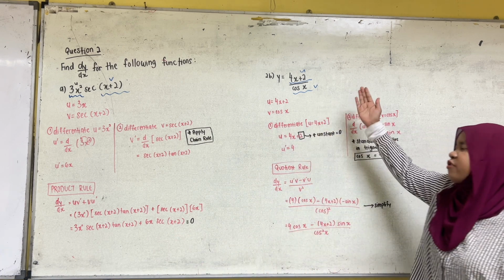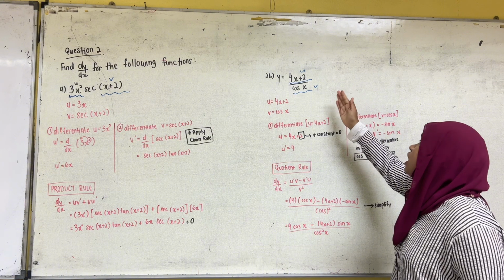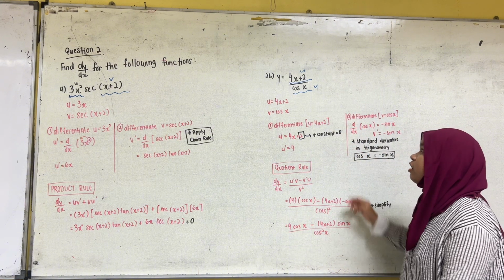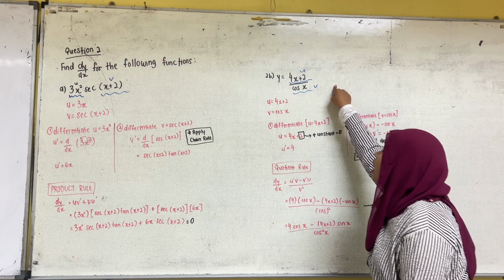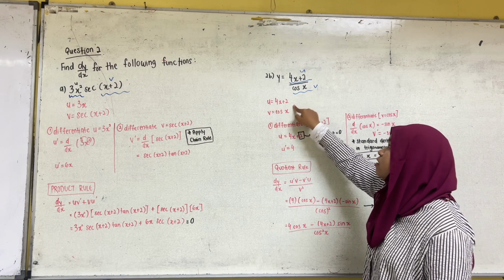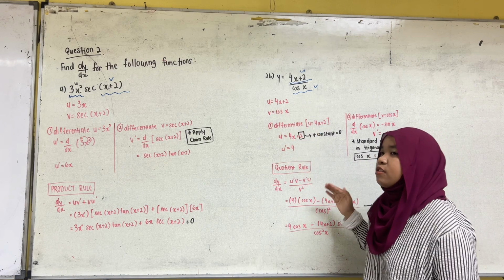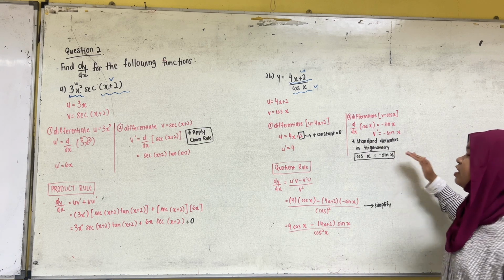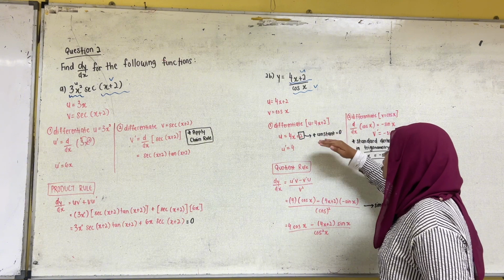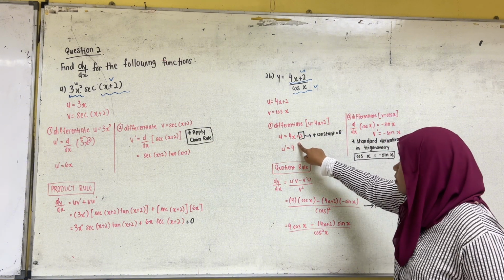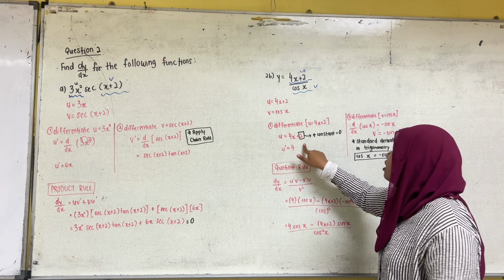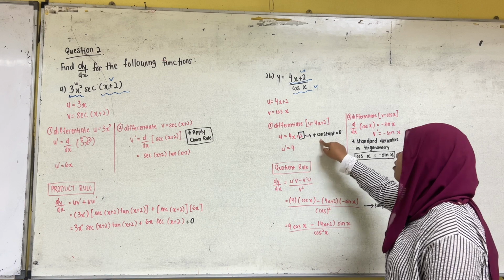Moving on to the next question, which is y equals 4x plus 2 over cos x. This is the quotient of two functions. As we can see, we get two functions here: u equals 4x plus 2 and v equals cos x. For the first step, we differentiate u and v as usual. For u equals 4x plus 2, u prime is 4. This is because 2 is a constant, and the derivative of a constant is 0.